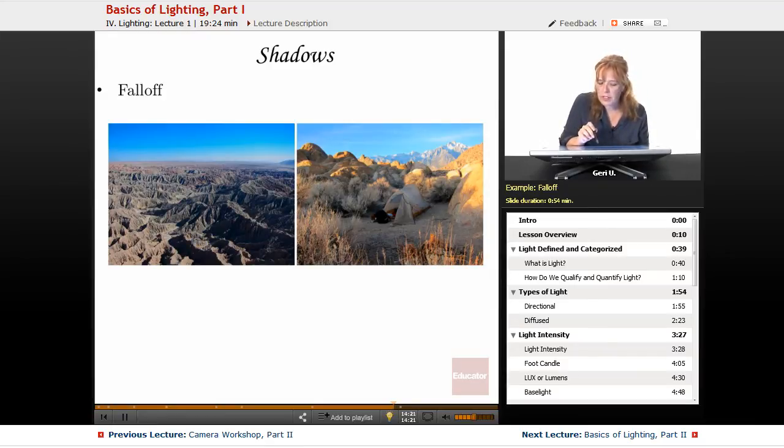And then over here, we've got some slow fall off. And these forms are much more gentle, curved boulders. And you can actually see the curvature of the forms. And the shadows move much more gradually from shadow to highlight, to give us the indication of that rounded form.